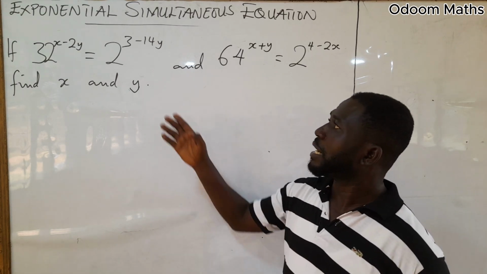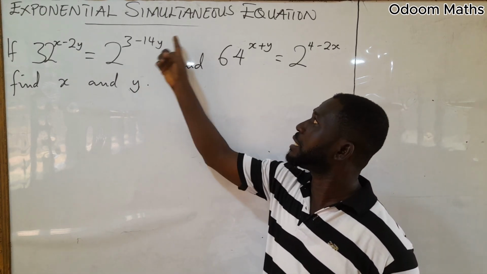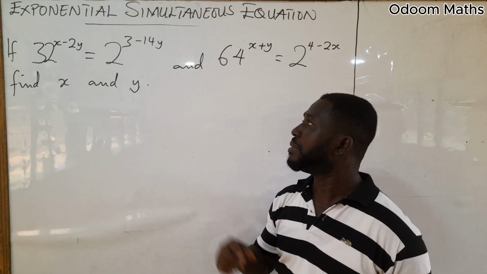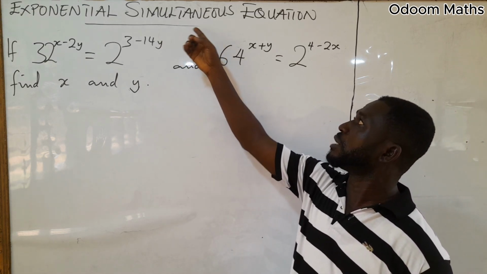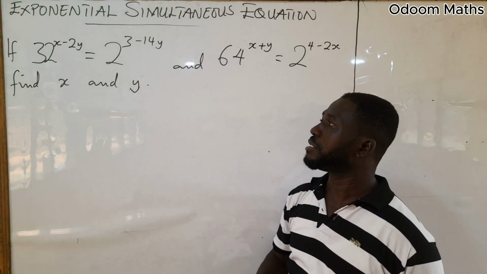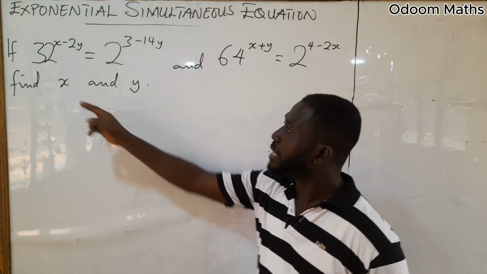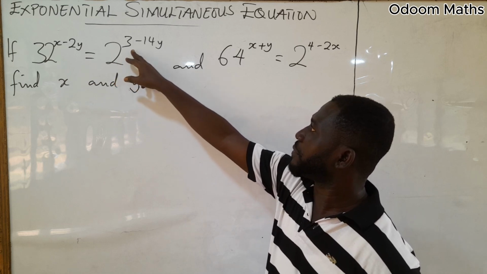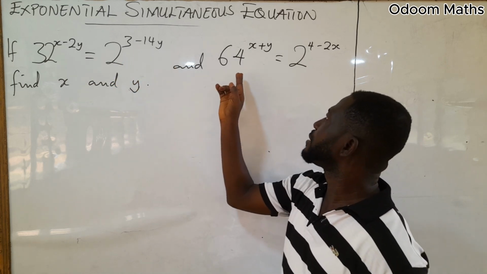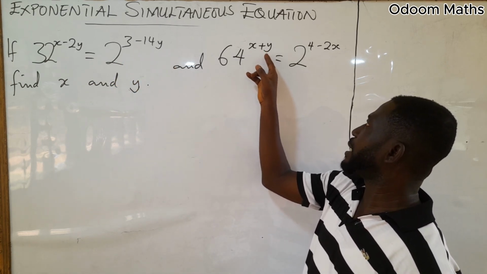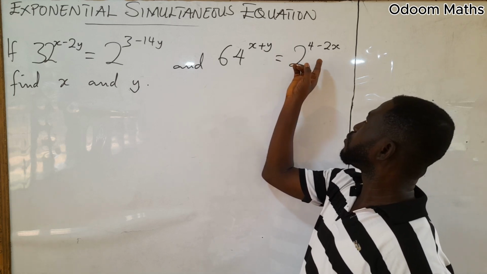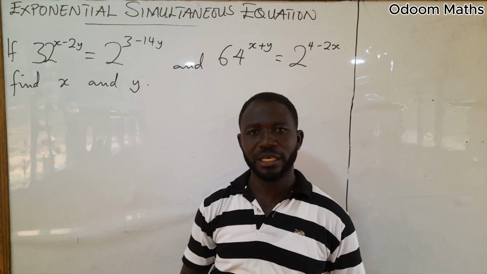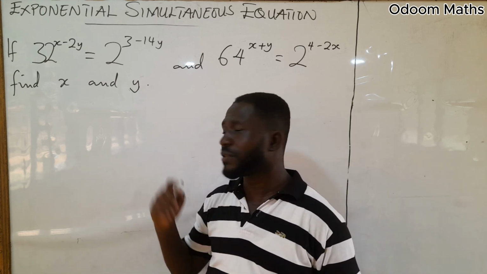So please, I want us to look at exponential simultaneous equation. That is, we are continuing our discussion from where we started the last time. So let's look at this example. If 32 to the power x minus 2y is equal to 2 to the power 3 minus 14y, and 64 raised to the power x plus y is equal to 2 to the power 4 minus 2x, find x and y. Okay, so let's look at how we solve this example.